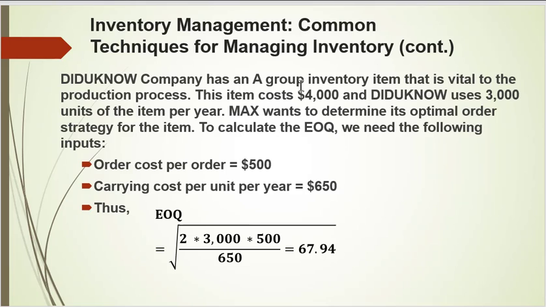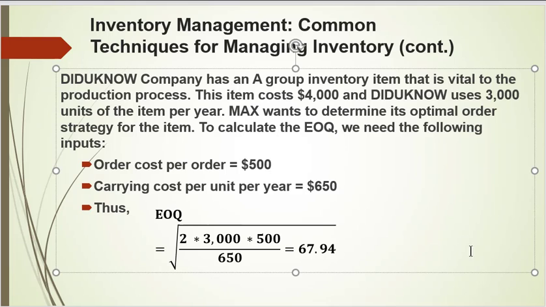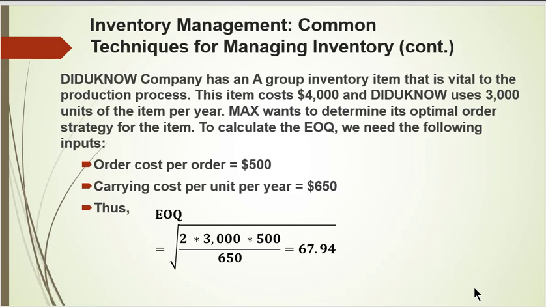So here is a company with an A group inventory item. It costs $4,000 and uses 3,000 units per year, and they want to determine the optimal order strategy for the item. To calculate EOQ, we need the following things. What does it cost this company to place an order? They've determined that every time they place an order, it costs $500. The carrying cost is $650 per year per unit.